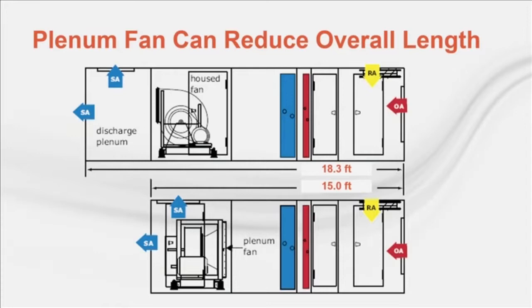When multiple supply duct connections are desired, a housed fan requires a discharge plenum to allow for the multiple connections. With a plenum fan, multiple duct connections can be made to the fan section itself, eliminating the need for a discharge plenum and resulting in a shorter unit. Due to installation restrictions, it's often unlikely that a housed fan can be installed in the ideal configuration as shown in example 1. This makes the use of discharge plenums and multiple supply duct connections fairly common.